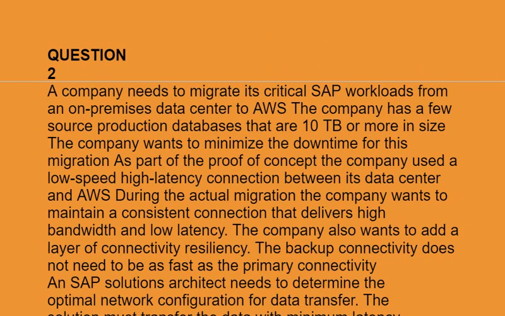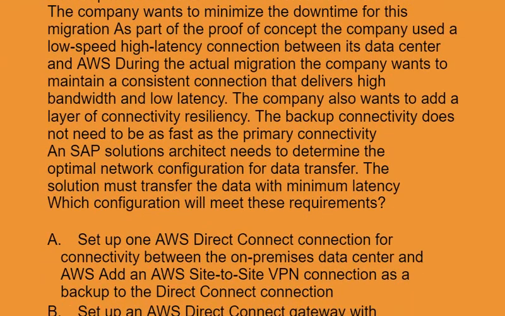Question is, a company needs to migrate its critical SAP workloads from an on-premises data center to AWS. The company has a few source production databases that are 10 TB or more in size. The company wants to minimize the downtime for this migration. As part of the proof of concept, the company used a low speed, high latency connection between its data center and AWS. During the actual migration, the company wants to maintain a consistent connection that delivers high bandwidth and low latency. The company also wants to add a layer of connectivity resiliency.